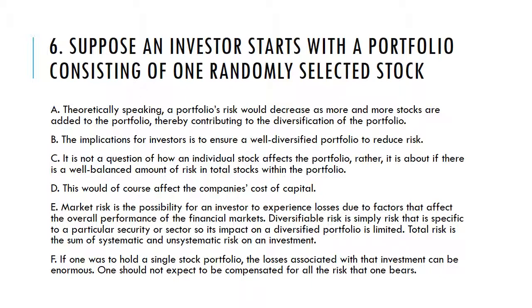Market risk is the possibility for an investor to experience losses due to factors that affect the overall performance of the financial markets. Diversifiable risk is simply risk that is specific to a particular security or sector, so its impact on a diversified portfolio is limited. Total risk is the sum of systematic and unsystematic risk on an investment. If one was to hold a single stock portfolio, the losses associated with that investment can be enormous. One should not expect to be compensated for all the risk that one bears.